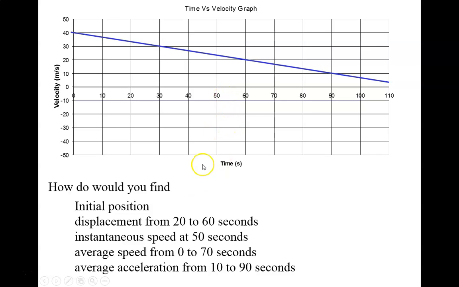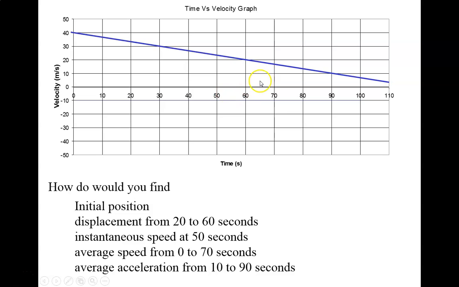The average speed from 0 to 70 seconds. Well, there's two ways I could do this. I could figure out the area under the curve and use that to find the displacement, and take the displacement divided by time over 70 seconds. Or I could do V1 plus V2 divided by 2. So your initial velocity is 40 meters per second, and your final velocity is 18, so add those up and divide by 2.